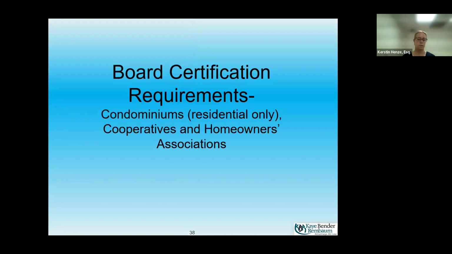Now, I just want to clarify one thing that's not in the slide. The requirement for an officer to be a director is something that you'd have to check in your bylaws. That may or may not be the case, okay? Very specific to your community.